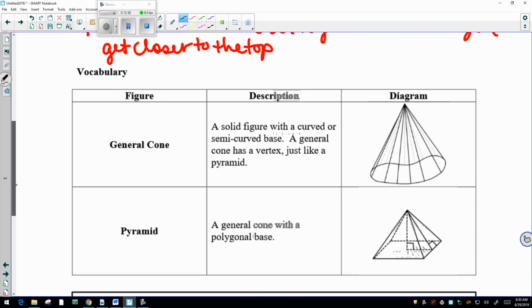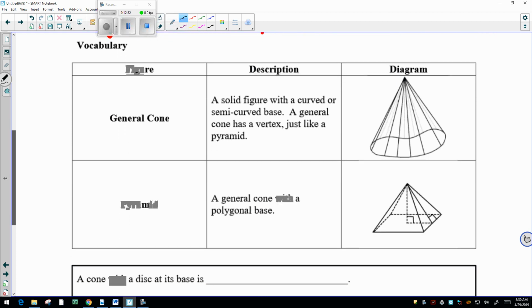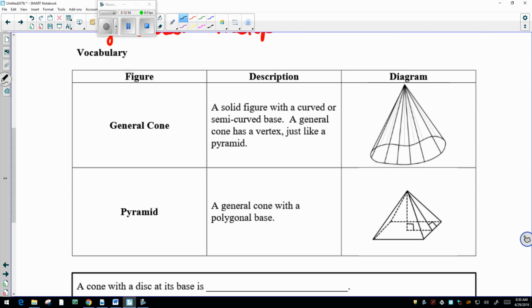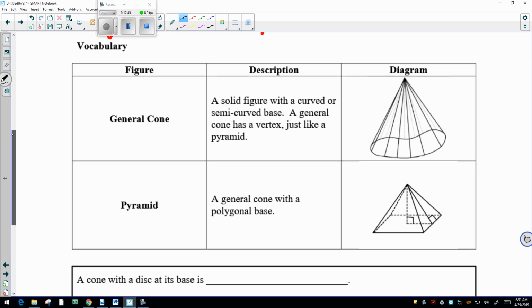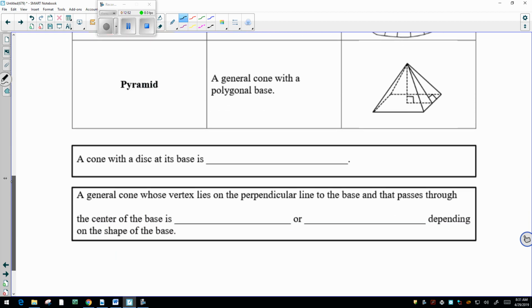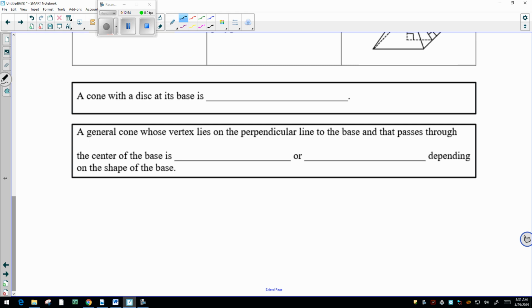And so now, looking a little bit closer into our cones and our pyramids, we have a general cone, and again, it's a figure that has just a curved shape. Typically, our cones are going to be our circular cones. Pyramids, the difference is that you have some sort of a polygon for a base. So on our right-hand side, we have a square pyramid, kind of like the ones in Egypt. Okay, so a cone with a disc at its base, that's your circular cone.